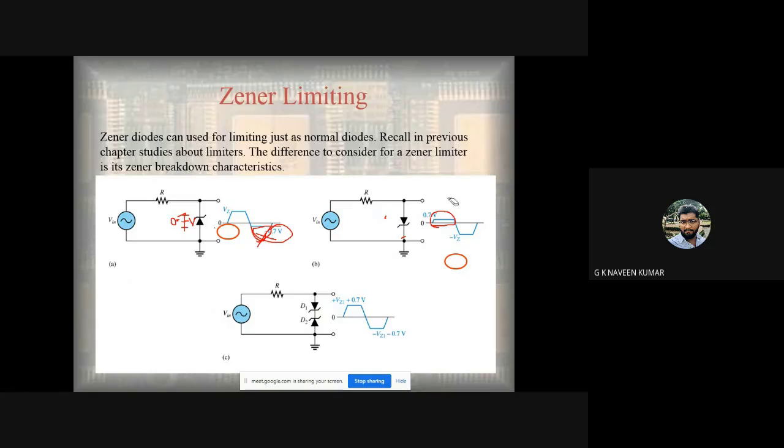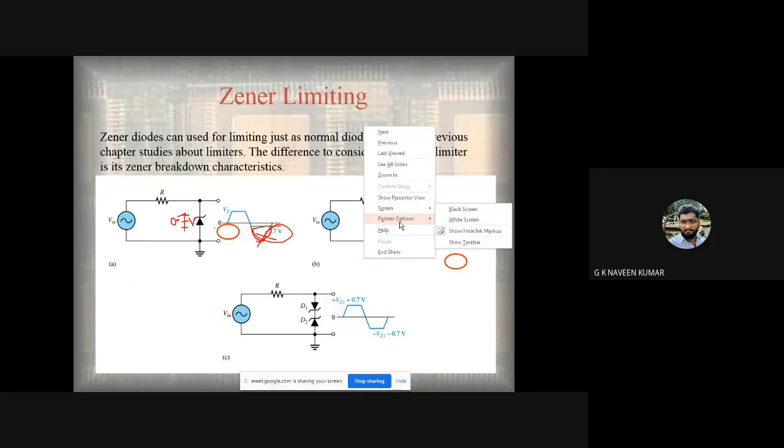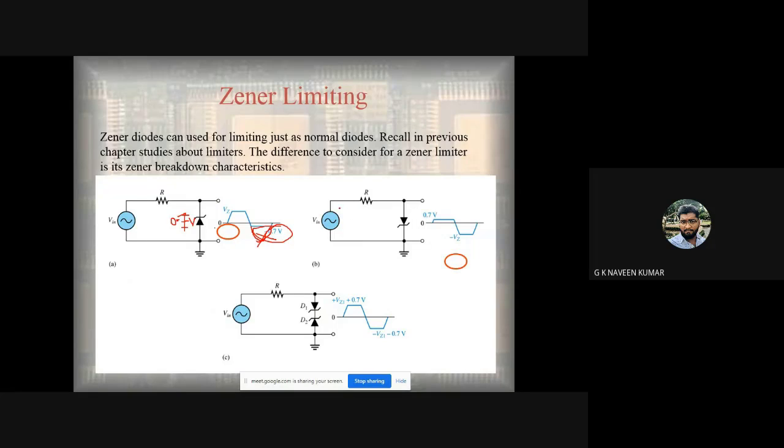During the negative half cycle, what happens? Very simple. During the negative half cycle, this will be minus, this will be plus. If this is minus and this is connected to the anode, minus connected to the anode will make it a reverse bias.